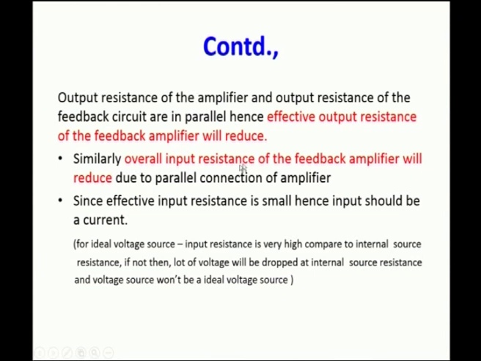The overall input impedance of the feedback amplifier will reduce due to the parallel connection of the amplifier. So, if the input impedance is small, then the input source must be a current source. For an ideal voltage source, the input resistance is very high compared to the internal resistance. If not, then a lot of voltage will be dropped at the internal source resistance, and the voltage source won't be an ideal voltage source. That is the reason if the input resistance is very small, we will have a current source.